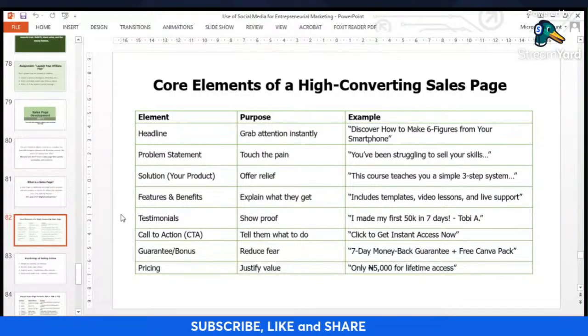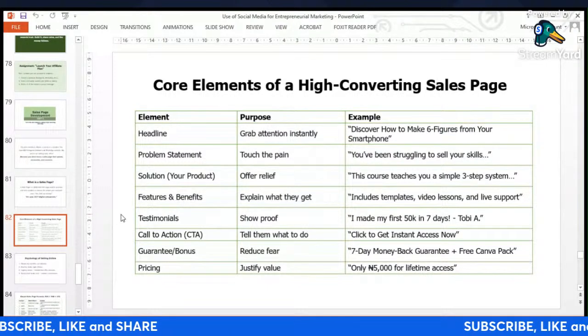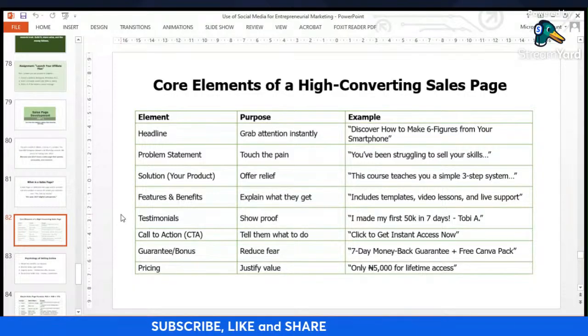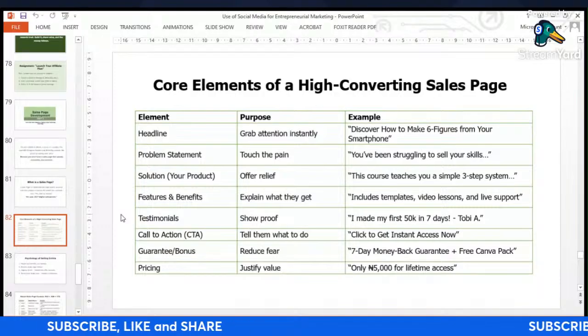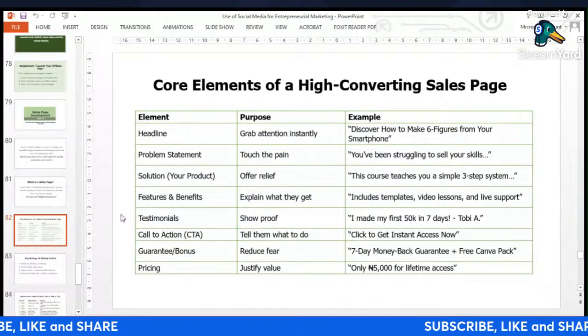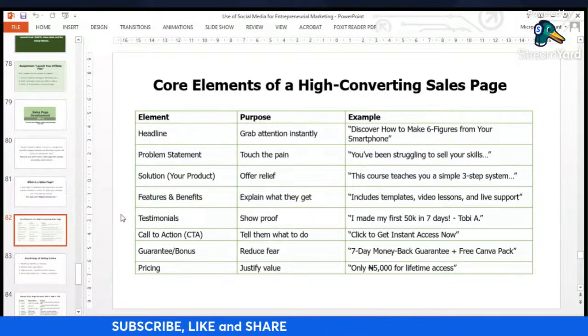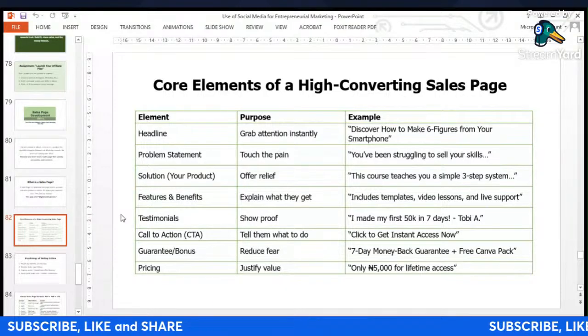You have a call to action at the end of the day. You put in your guarantee, as well as bonuses. You can say 7-day money back guarantee. You will see this in most of the products sold by people in first world nations. They usually have a money back guarantee. They can tell you, if you don't get value after the first 3 days, we are going to refund your money.